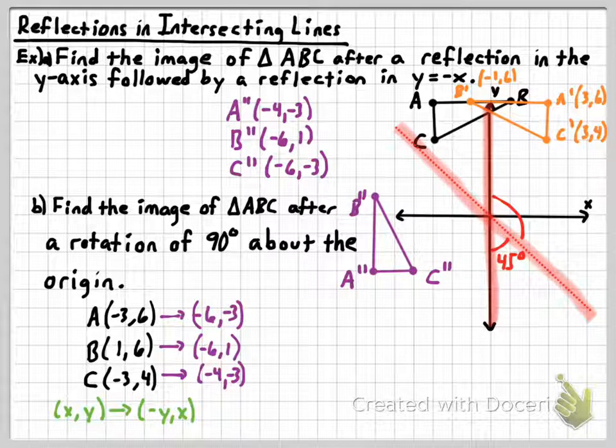But nevertheless, you can see that whenever you reflect twice in intersecting lines, you end up with the last figure being a rotation of the first figure, and the angle of that rotation was twice the angle formed by those intersecting lines. All right, that's double reflections.